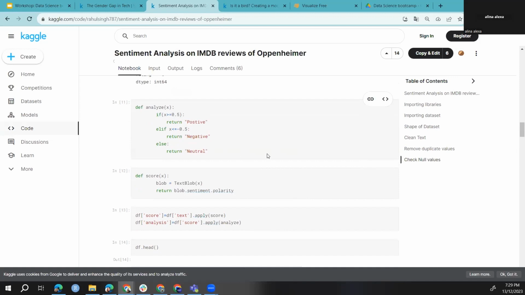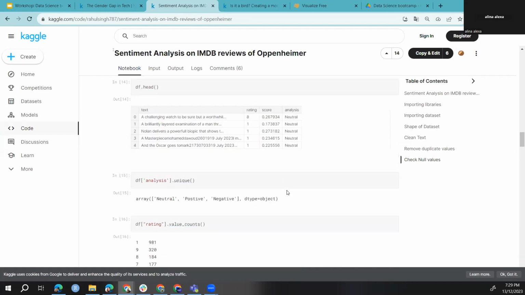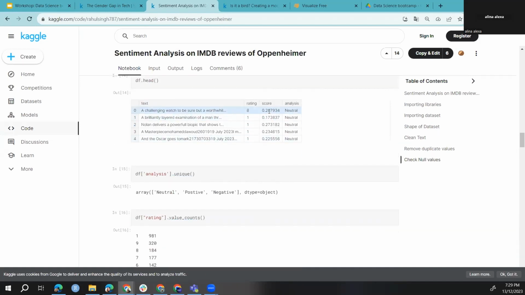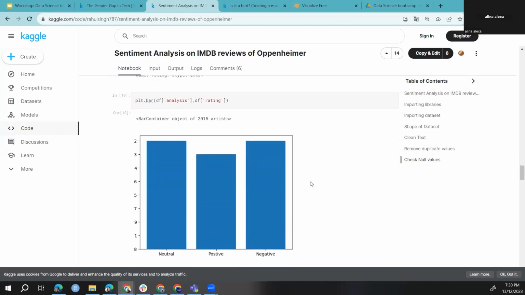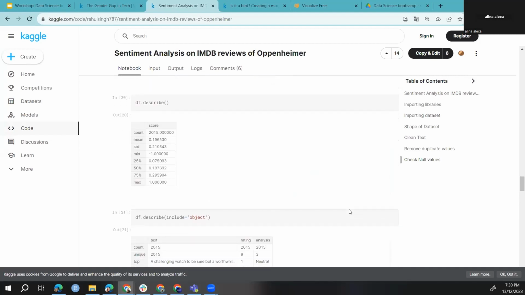So then the computer will be able to assign to each comment either positive, negative, or neutral. And because of the score or the rating it's given, it's giving you the analysis. So this is a neutral review, for example, and so forth. And it goes on. And again, as always, we're visualizing just to see. So we see that actually it had more of a neutral or negative, and the positive is a little bit lower on the analysis.